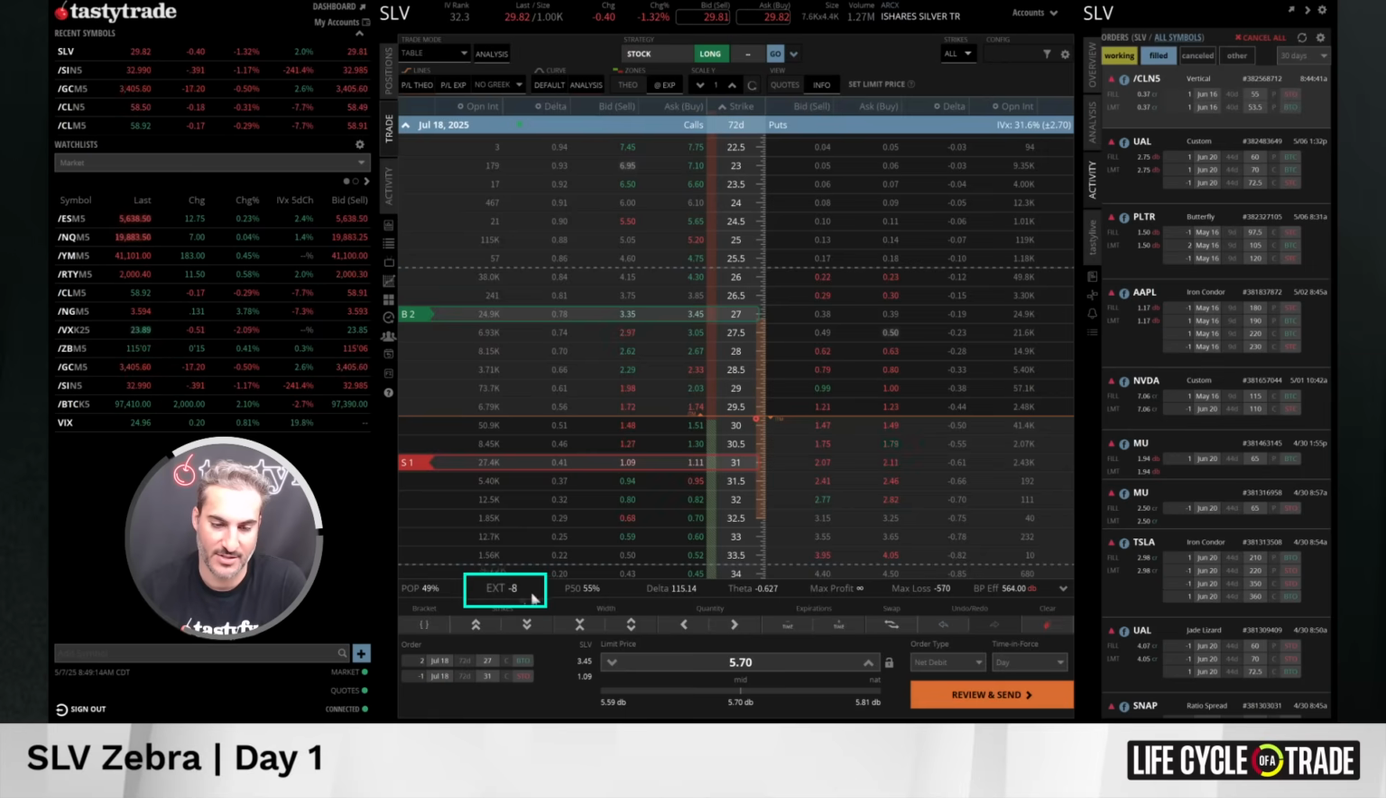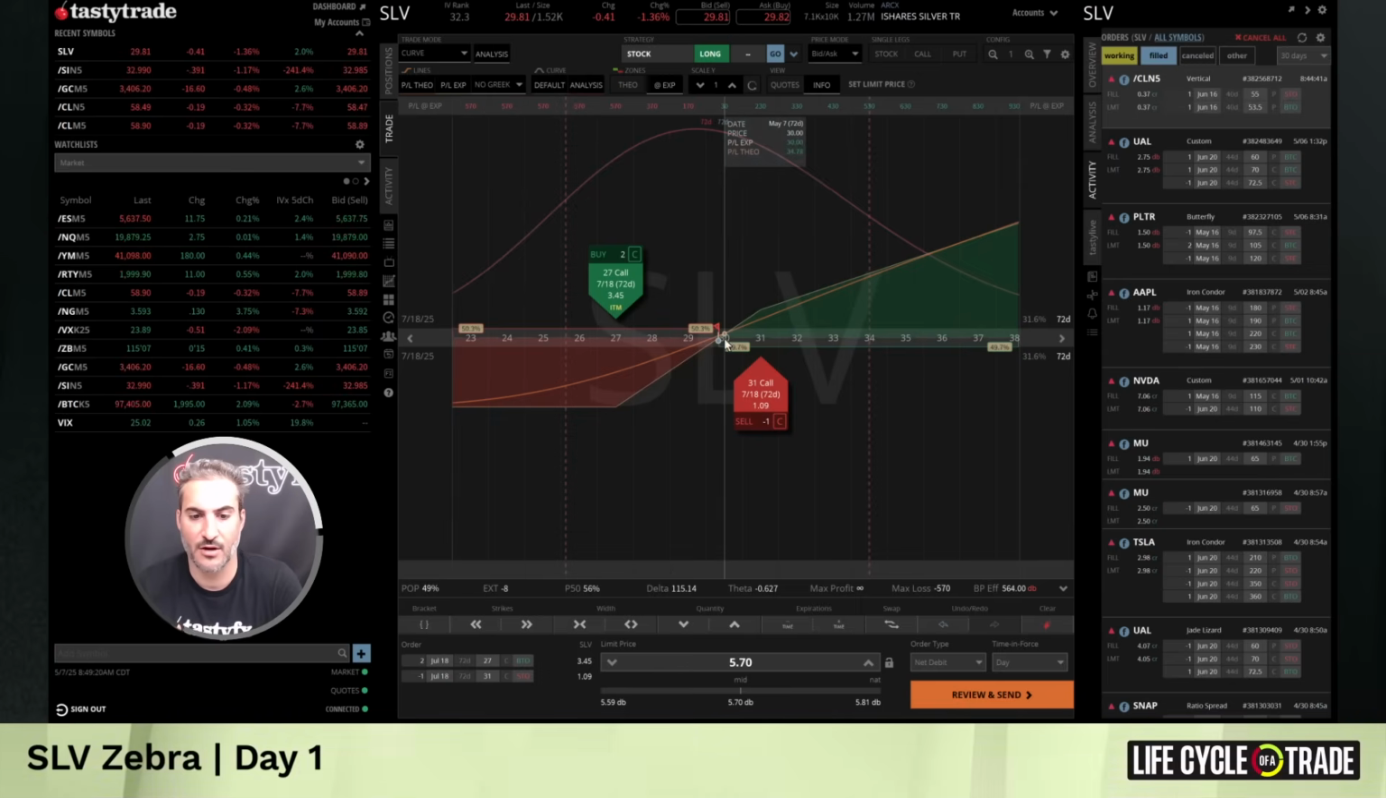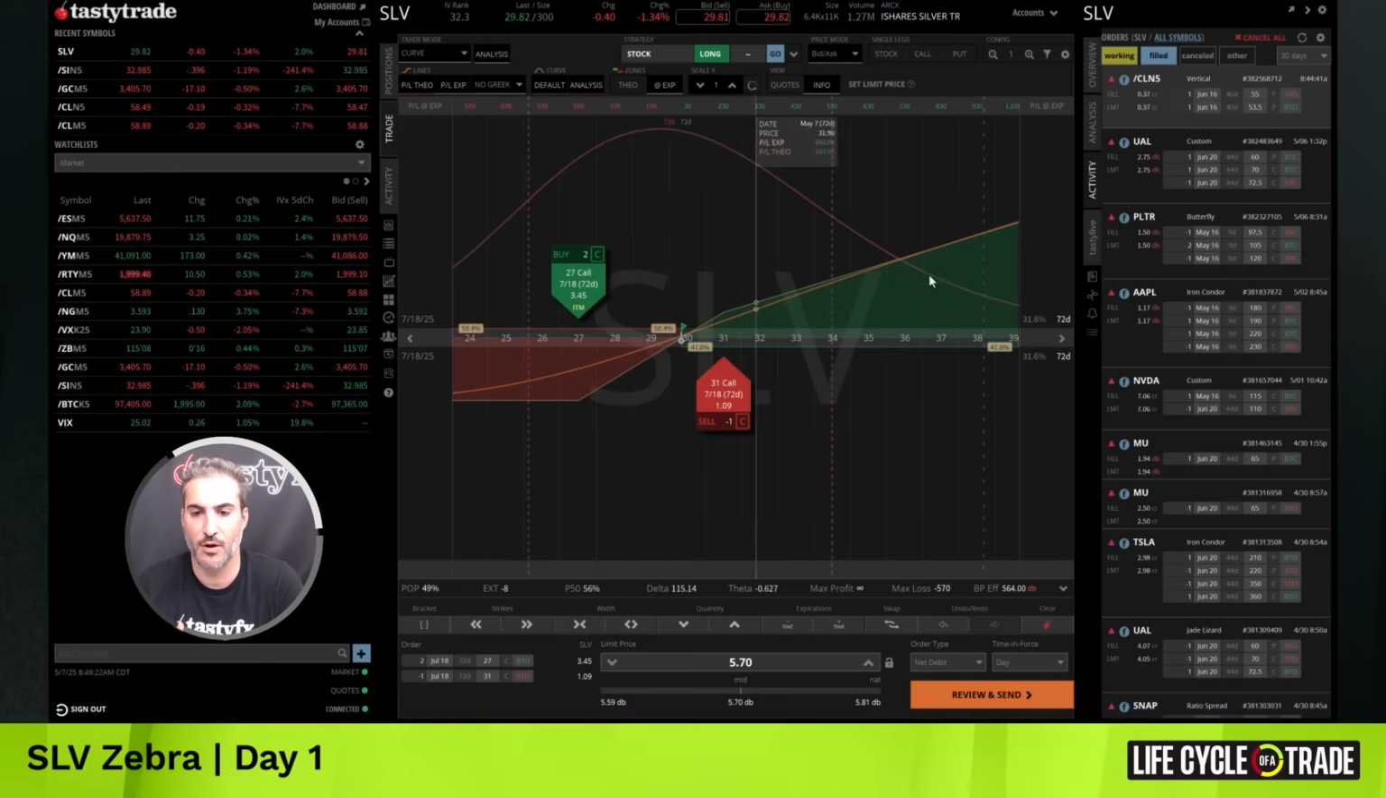You can see I have about 0 extrinsic value here. Synthetically long stock, which has no extrinsic value. When we look at the curve mode, you can see your risk profile is very, very similar to the upside as you would see with a long stock position. Up is obviously good here. To the downside, you actually have an embedded long put.